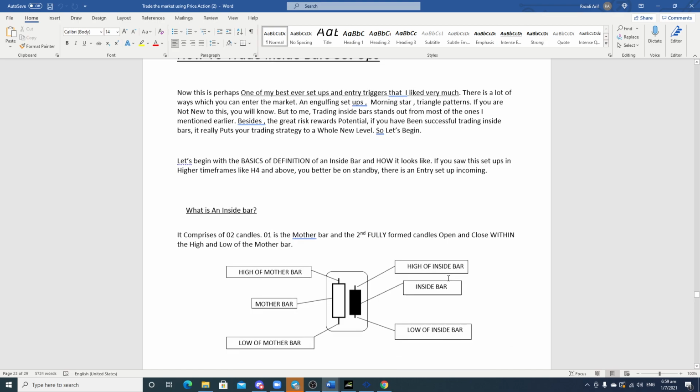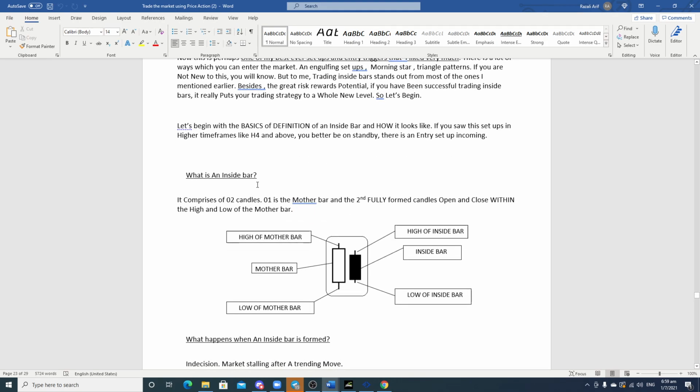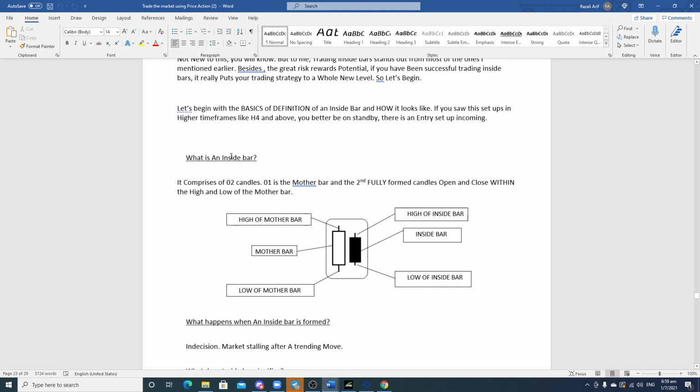The most important aspect when you look at the inside bar, what is it? First, you have to define what is an inside bar. You have to know how it looks like, in terms of the candle, if you are using candlestick trading. You have to know when you see this formation forming in your charts, that means we have an inside bar. But knowing how it looks like is not enough. You have to know why the inside bar forms.